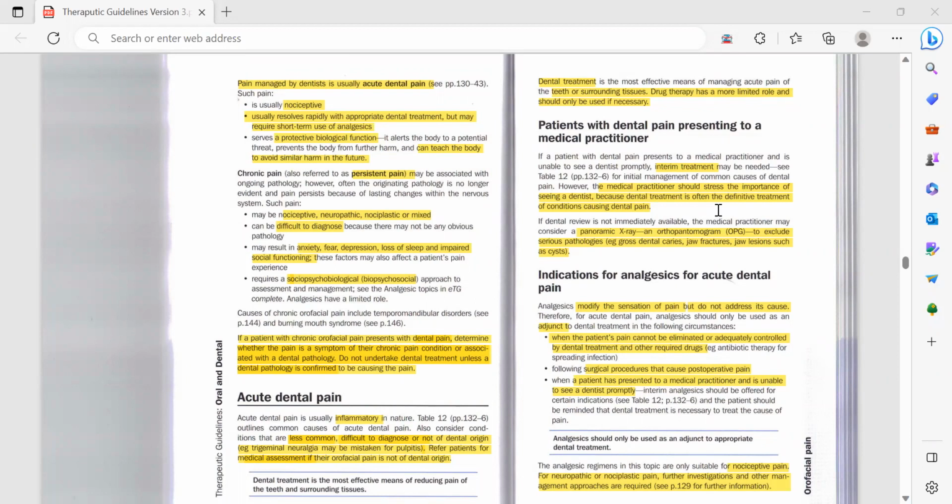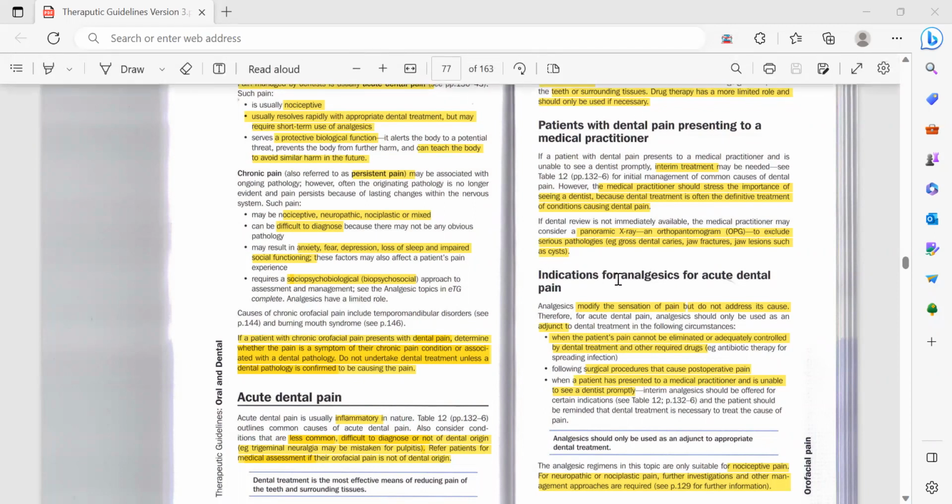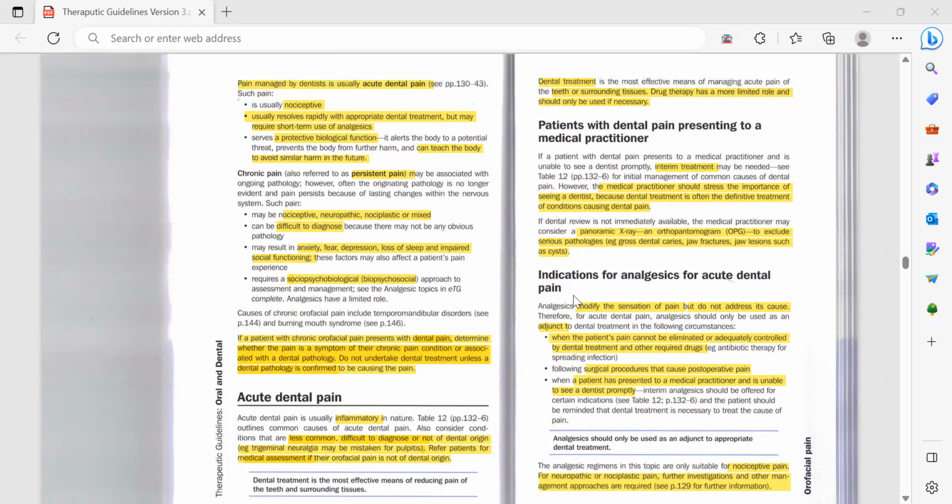All right. So we will start with this topic today, which we left here: the indications for analgesics for acute dental pain. And hopefully, I will try to complete this book as soon as possible so that we can cover other topics as well before your exam. Okay, so indications for analgesics for acute dental pain.